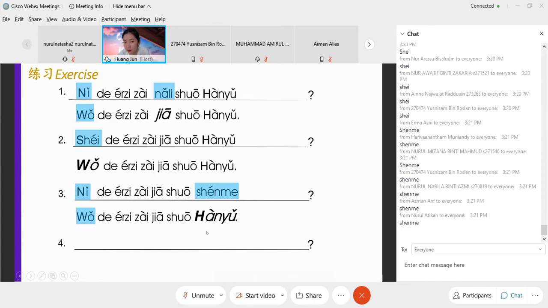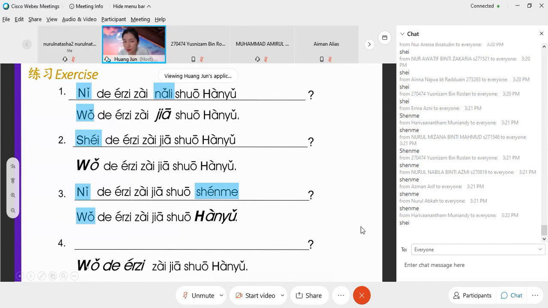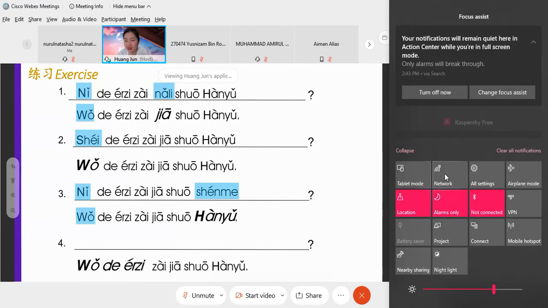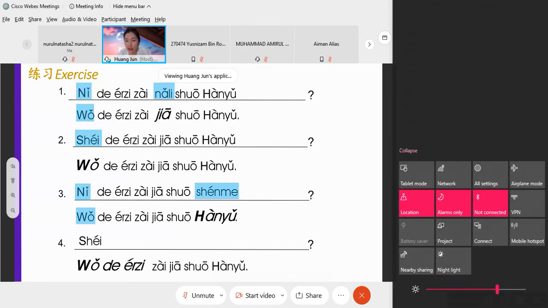Okay. Then the last one. 我的儿子, ask a question to 我的儿子. Which question word do you choose? 我的儿子, my son. Okay, my son, it's still a people. So we will put 谁 at here.